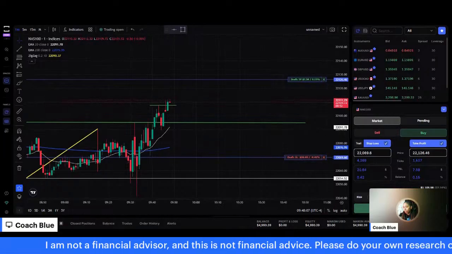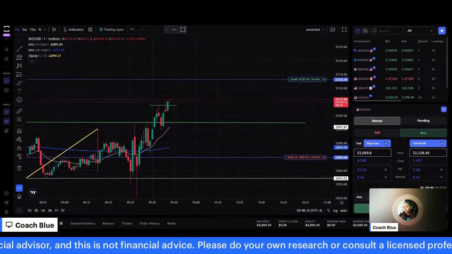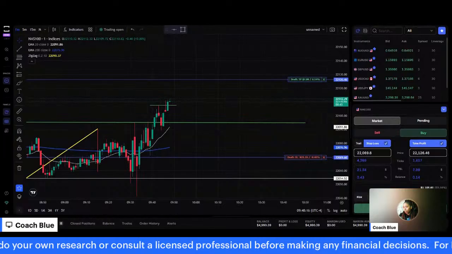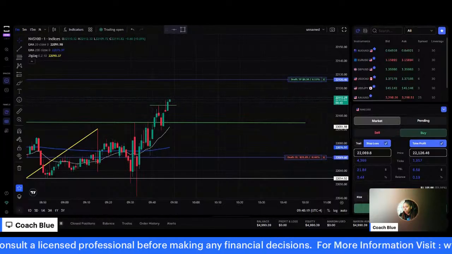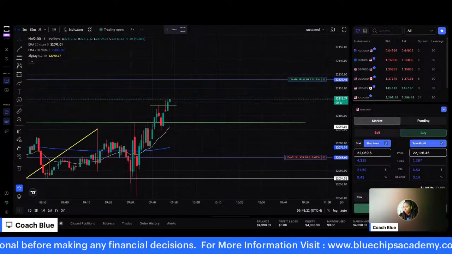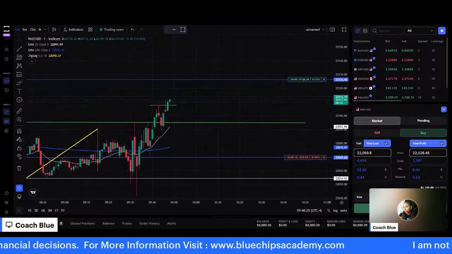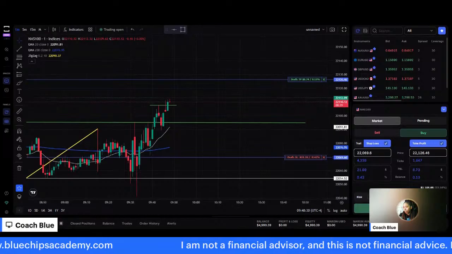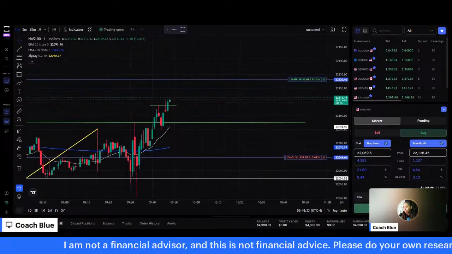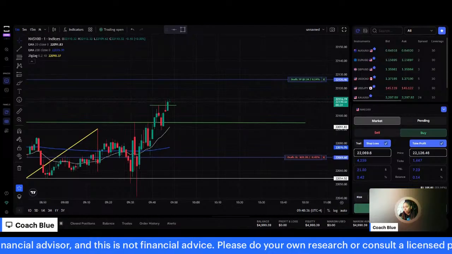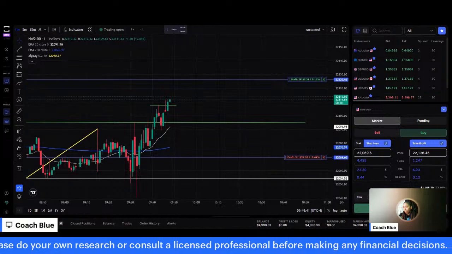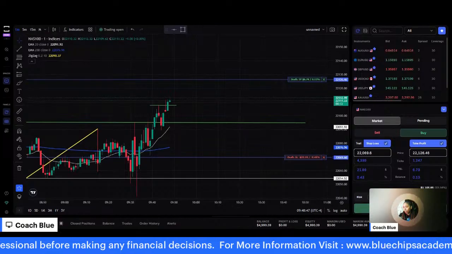Patience is key. I'm just waiting for a little bit more clearance, and then I'm going to hop in. We're right here where I want to be, but I just need a little bit more clearance. Let's see if we can get it. Here we go. Here we go. Let's see.